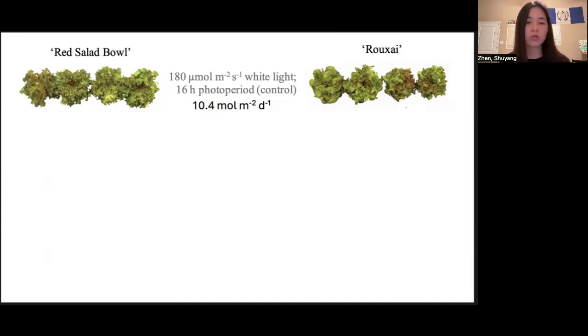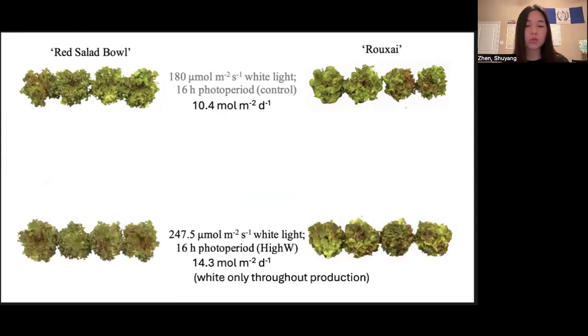low intensity white light, with a DLI of about 10 mol per square meter per day in an indoor production environment. And this is lower than the 17 mol per square meter per day optimal DLI level for most lettuce cultivars. But it is really expensive to provide higher light level with electric lighting.